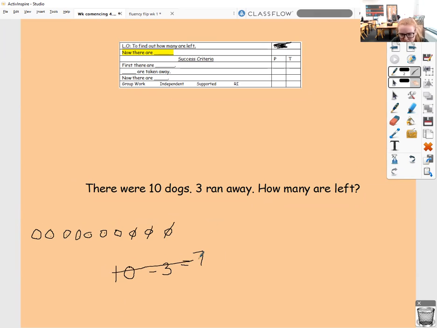So 10 take away 3 equals 7. I'm just going to cross that out because that's not very neat and write it a bit neater underneath. 10 take away 3 equals 7. We know that because we drew it out.